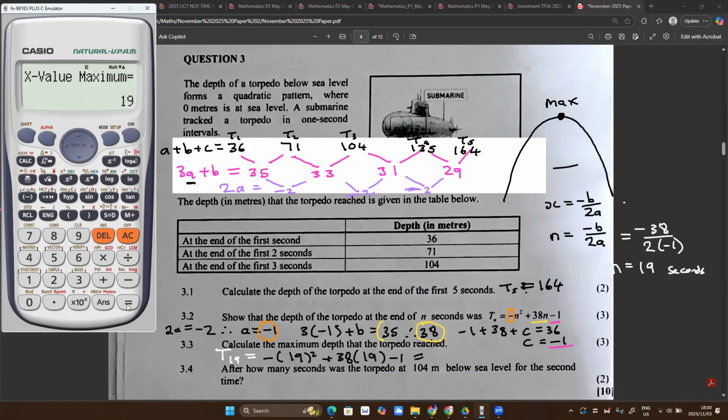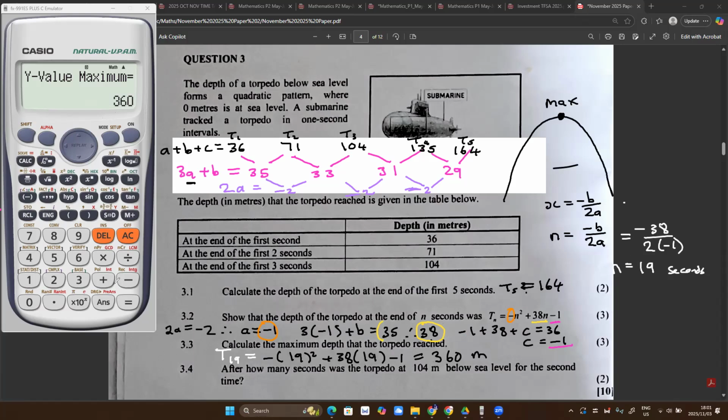But we do get confirmation the x value maximum is 19. So that's great. It also tells us the y value is 360. So we can put 360, and what we've done there is we have now checked our answer. Because we got 19, and then when we checked, we also got 19.